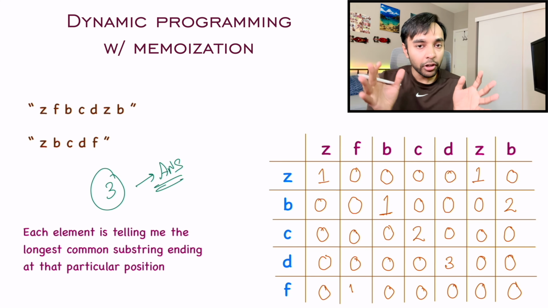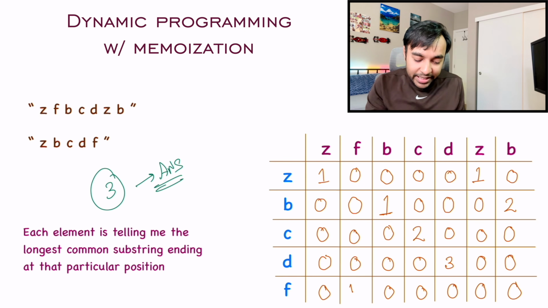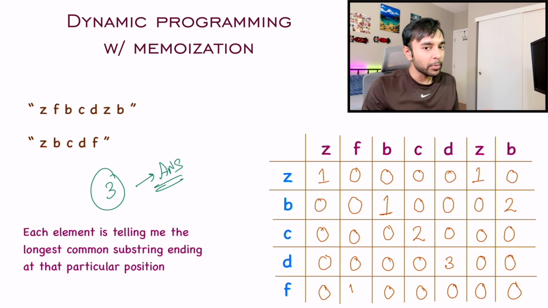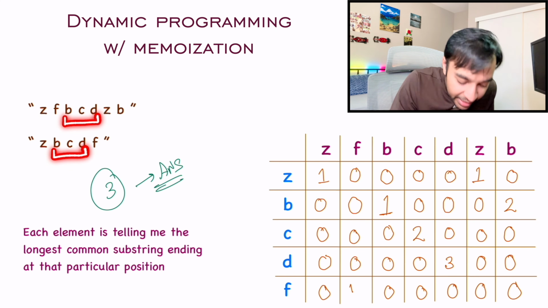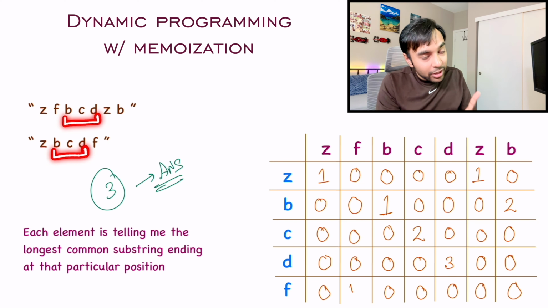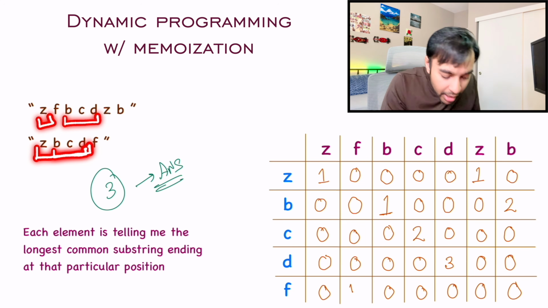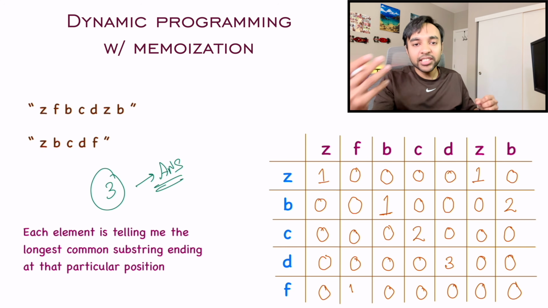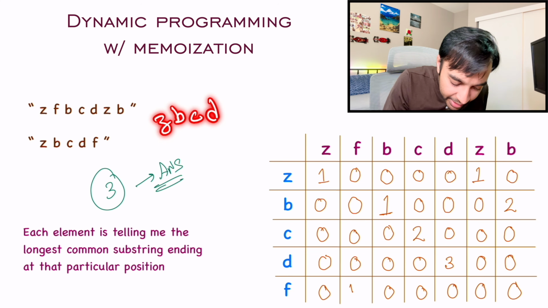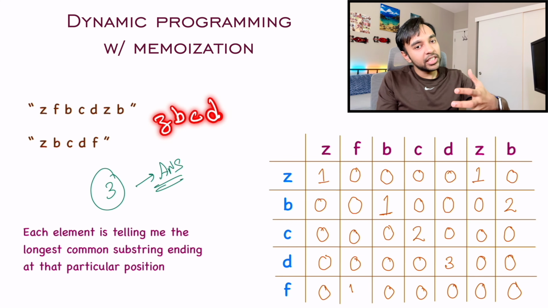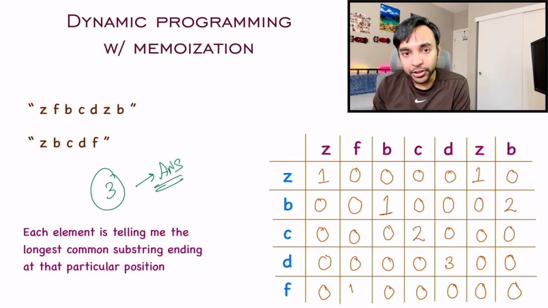That is the length of your longest common substring. Now, one thing that I would like to point out is this problem is very similar to longest common subsequence. If you notice, the longest common substring is BCD, right? But the longest common subsequence will include Z as well, because in a subsequence, you can skip out characters. So longest common subsequence will be ZBCD. So when you encounter these problems, just make sure what the problem is trying to ask you.